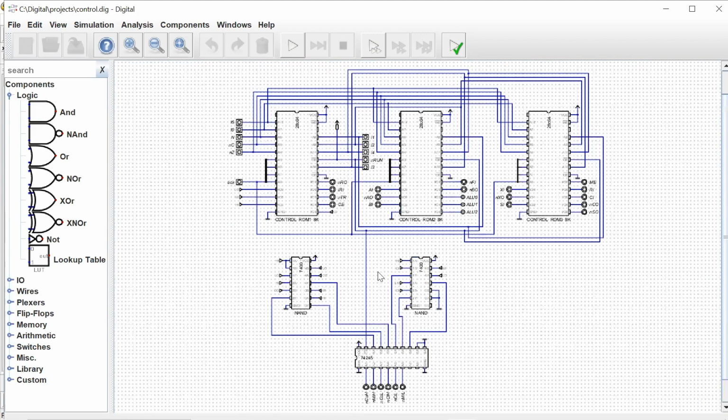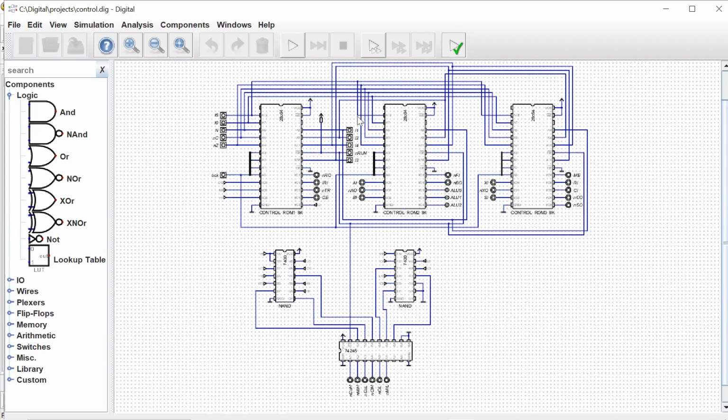Okay, but this in totality gives us our 24 control signals, given our address inputs. So a little complicated. There's a lot going on here, but if you think about it, it's pretty straightforward.